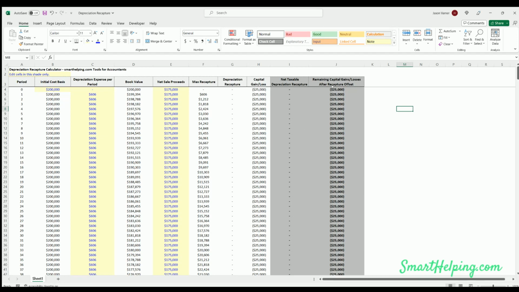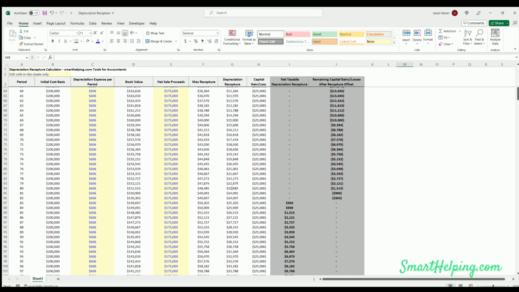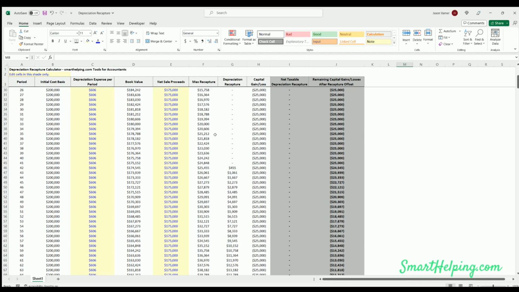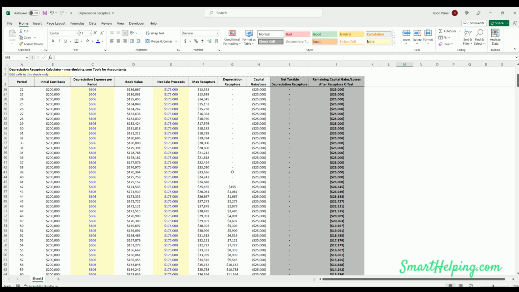Now, as we scroll down, and we've depreciated more and more, at some point we will have some depreciation recapture that is taxed. The first number you start to see is depreciation recapture of 455. This is because now the taxable depreciation recapture has gone higher than the capital gain or loss by 455. So now you can offset the capital gain or loss by that amount. So instead of taking a $25,000 loss, you can take a $24,545 loss.